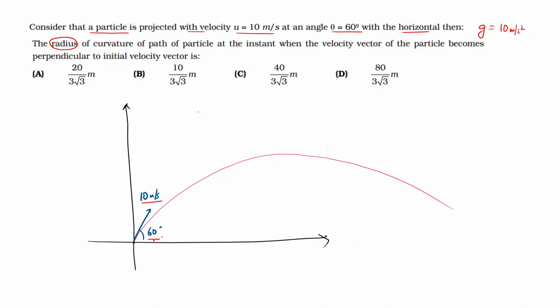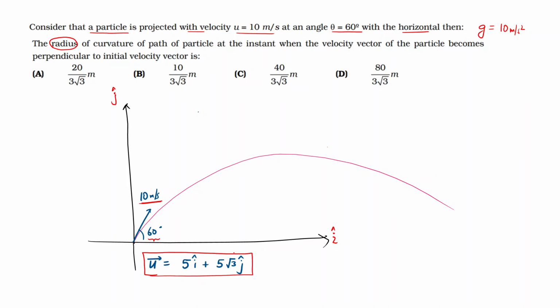This is the i cap direction, this is the j cap direction, and I hope my viewers know how to take components of a vector into perpendicular axis. So I have just taken the component of 10, and 10 cos 60 i cap, which will be 5, 10 sin 60 j cap, which will be 5 root 3. Okay, so that's fine, but then what is the question?